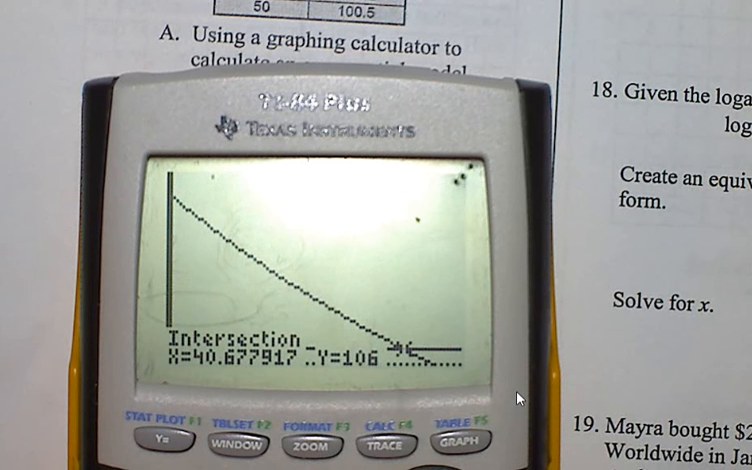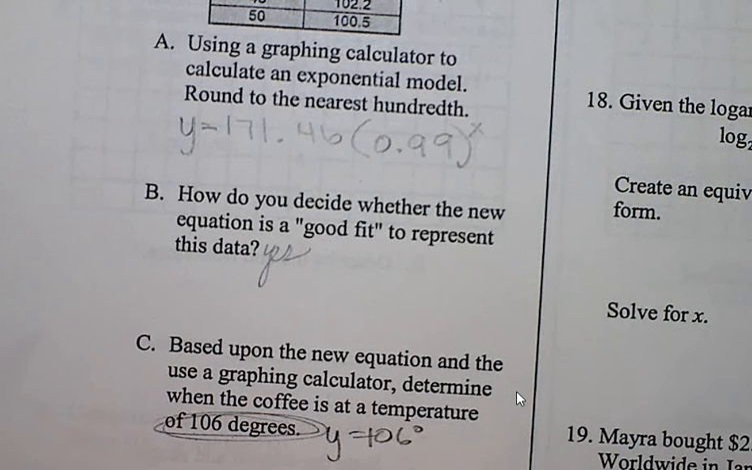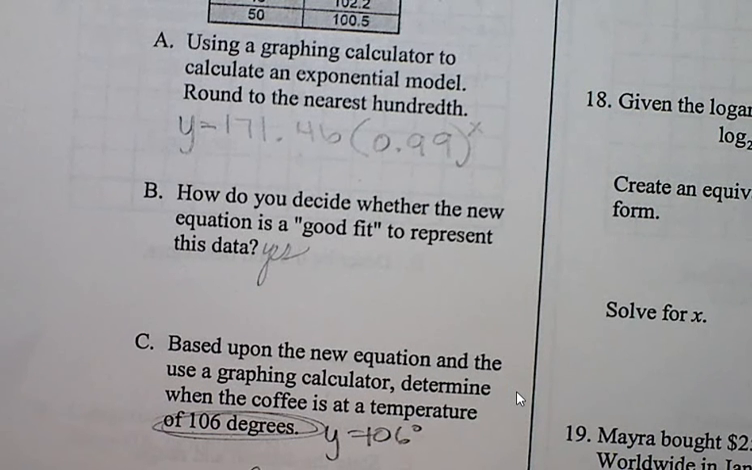So how many minutes did it take until the temperature of the coffee was approximately 106 degrees? Approximately 41 minutes. Do you guys have that? Okay, here we go. 41 minutes approximately. Going down to part D.